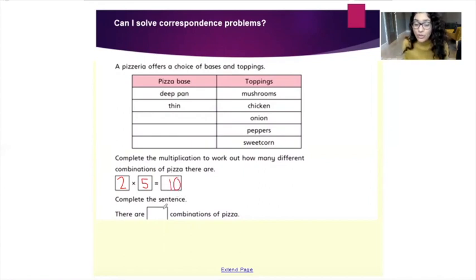We have 10. So complete the sentence. There are 10 combinations of pizza. So remember, the way to work out how many different combinations of pizza you can have, you just multiply the option here by the option here. So you multiply the number of pizza bases, which is 2, by the number of toppings, which is 5. Multiply those 2 numbers together and you will get your total number of combinations there.